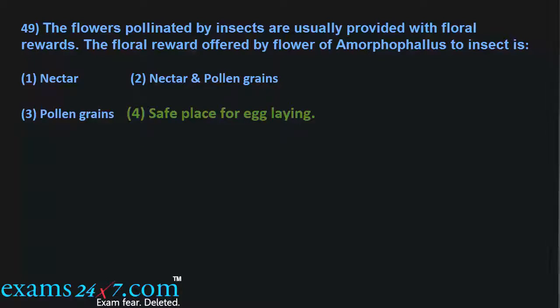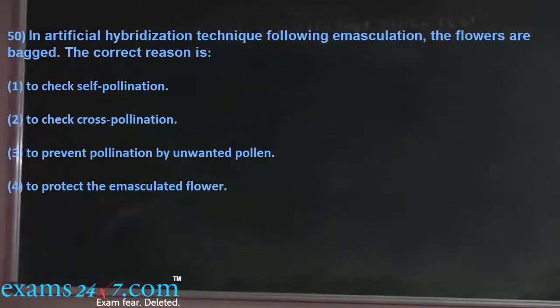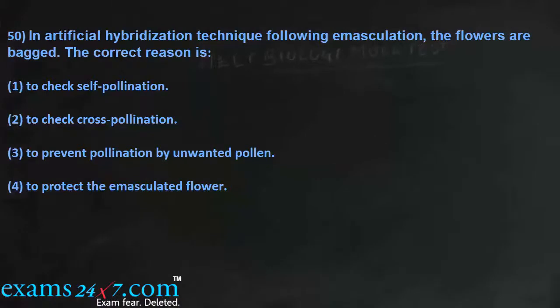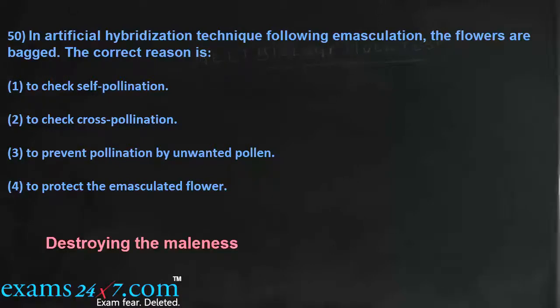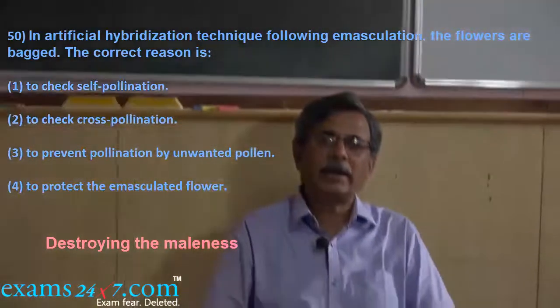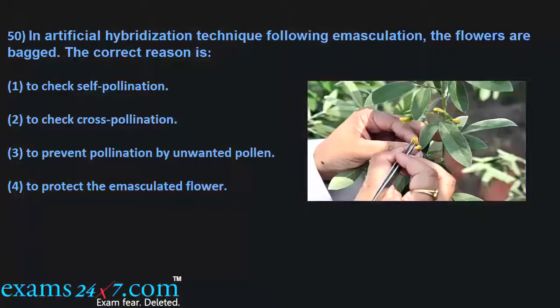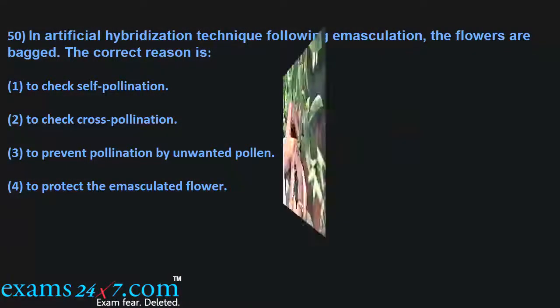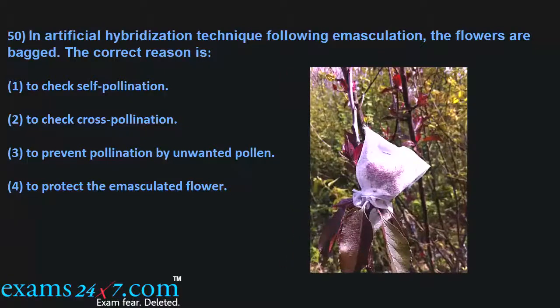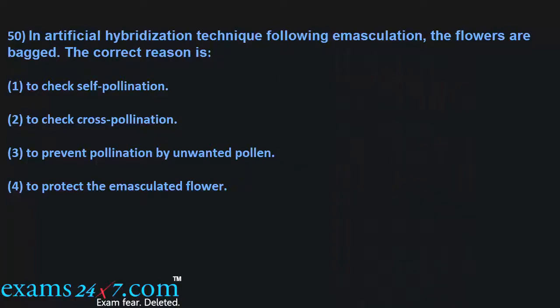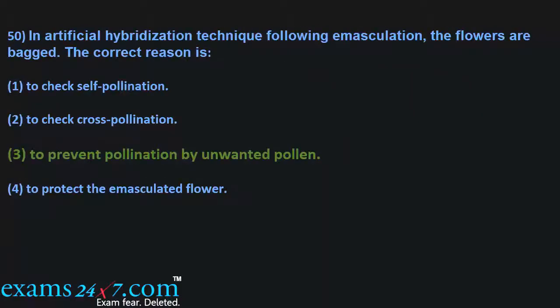Now we move on to question number 50. In artificial hybridization technique, following emasculation, flowers are packed. The correct reason is, remember, emasculation is nothing but destroying the maleness. After that, polythene cover is put, what we call as bagging, means to avoid pollination by contaminated pollen. So option 3, to prevent pollination by unwanted pollen, that is contamination. So option 3 is the answer.